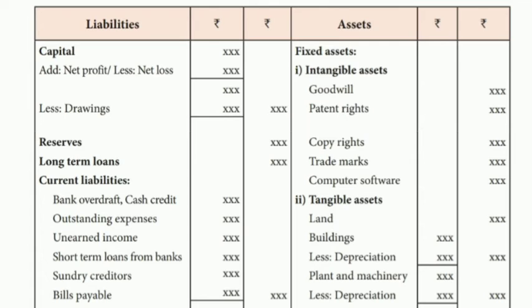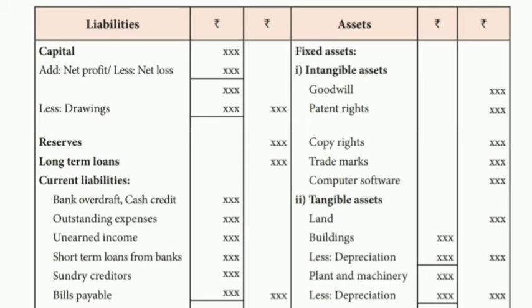Then current liabilities: bank overdraft and cash credit, which are short-term facilities. Then outstanding expenditure: we have got the gain for the financial year, but the payment is still outstanding, so it is a liability for us. Unearned income is income received in advance. For future gain we have received the money, so it does not belong to the current financial year, and it's a liability. Then short-term loans from the banks, which can be paid within one year, are shown under current liabilities.